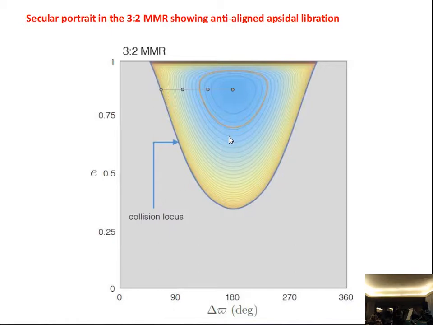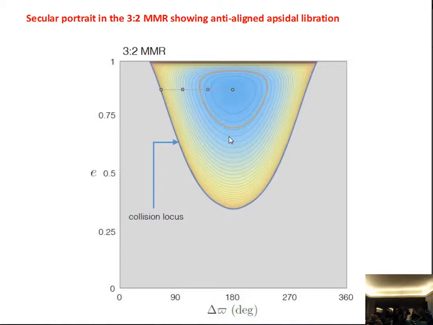The level curves of the Hamiltonian give the secular evolution, which is a coupled oscillation of the eccentricity with the libration of delta varpi around pi. And this orange curve plotted over the level curves is the result of the numerical simulation I showed before. So there is a perfect match between the analytic model and the numerical simulation.